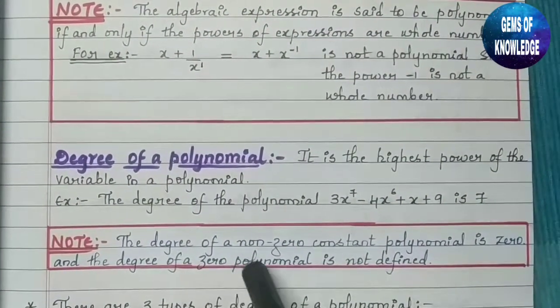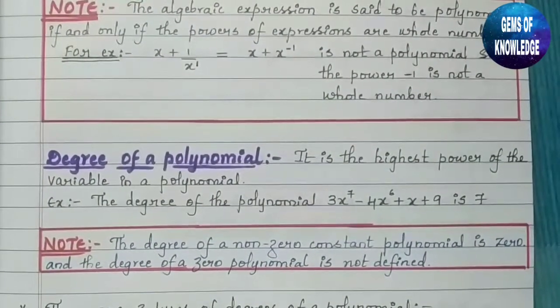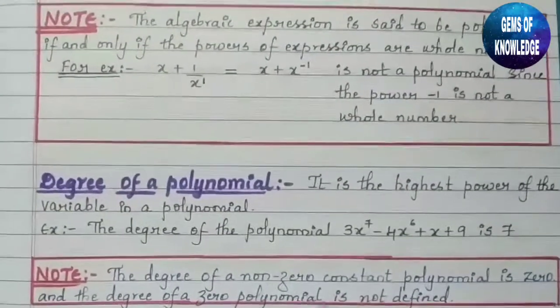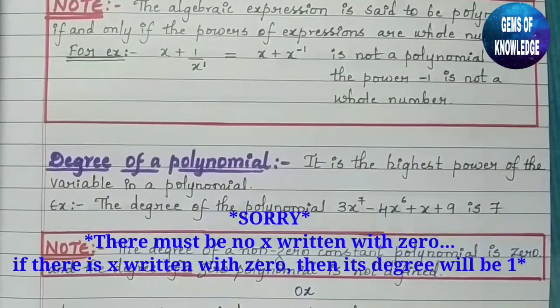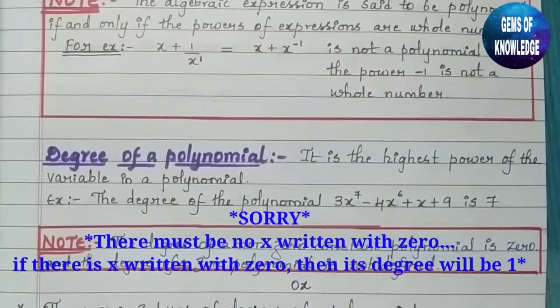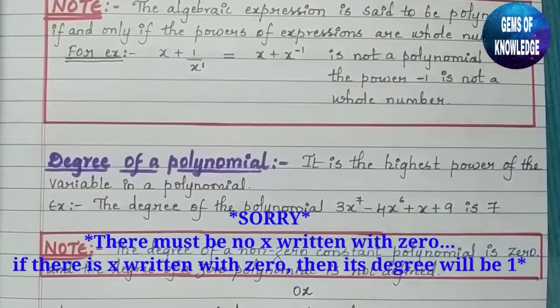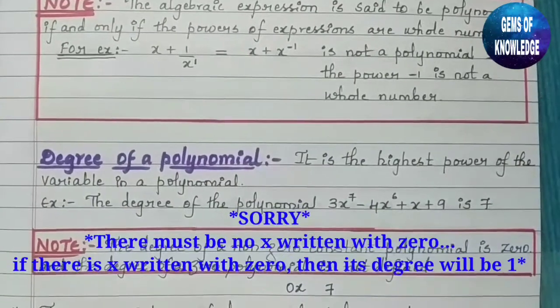And the degree of a 0 polynomial is not yet defined. So we don't know what is the degree of a 0 polynomial. Suppose it is given like this, 0x. So there is no degree for this. Okay, it is not having any degree here. Instead, if it is given directly, the number is given 7.